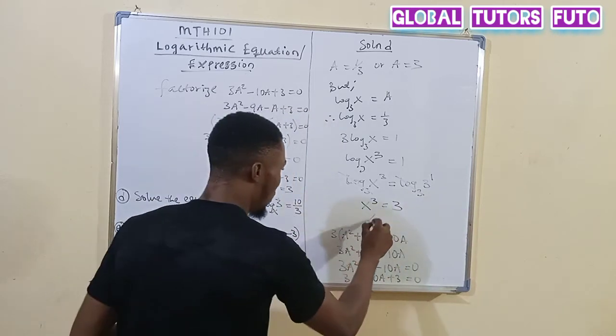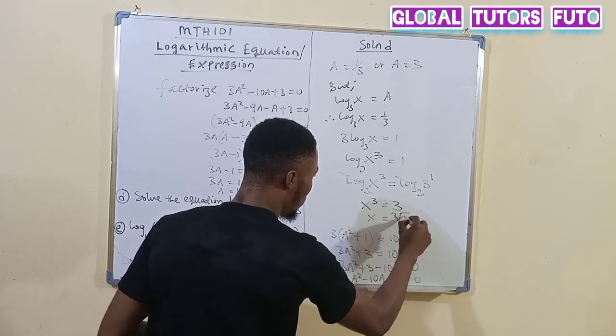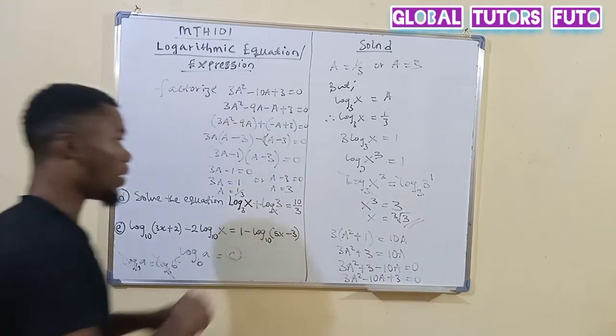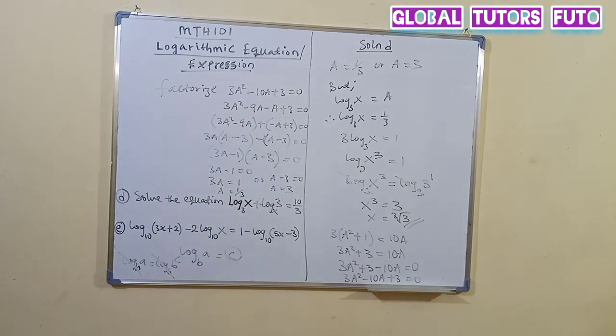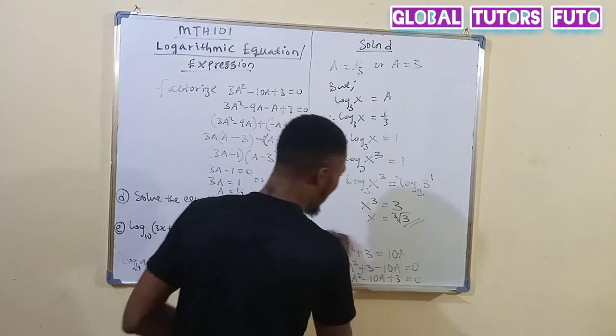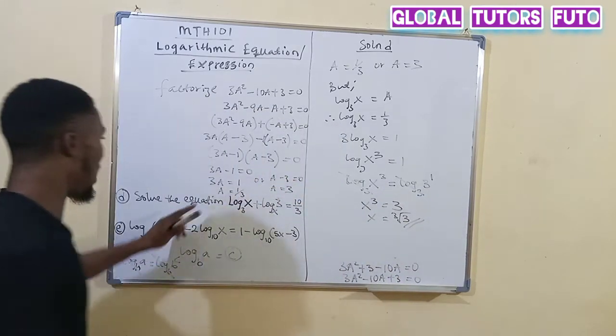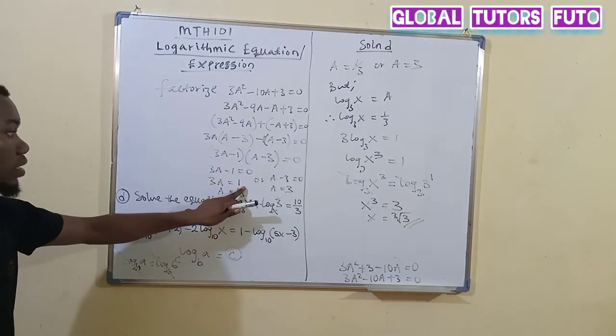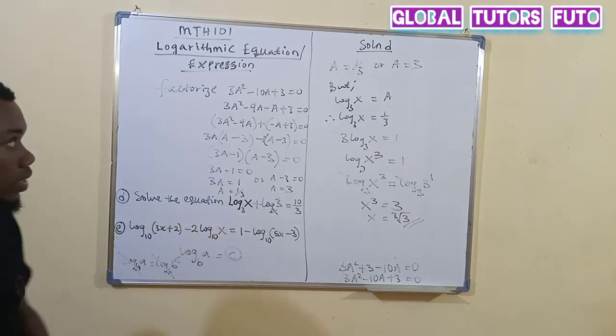So what will be our x? Our x will be equal to the cube root of 3. So our x is equal to cube root of 3. So again, we are not stopping here. Remember that our a is equal to 1 over 3, and our a is also equal to 3.